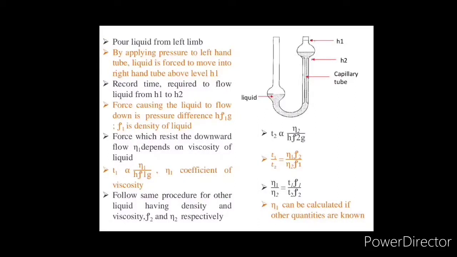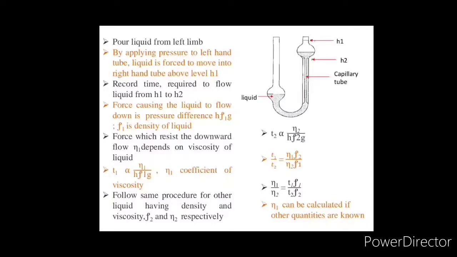The force causing the liquid to flow down is a pressure difference, and that pressure difference is given by h rho 1 g. What is rho 1? Rho 1 is the density of the liquid which is poured. Now, the force which resists the downward flow is the viscous force, and it depends on the viscosity of the liquid. Therefore, the time t1 for a given liquid is directly proportional to eta 1 upon h rho 1 g, where eta 1 is the coefficient of viscosity.